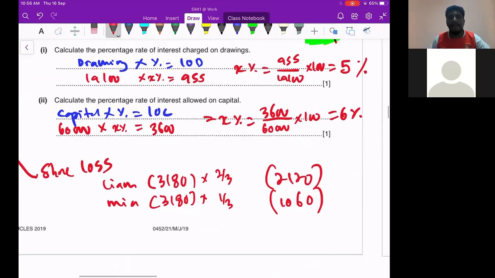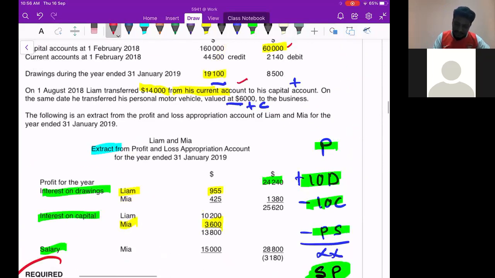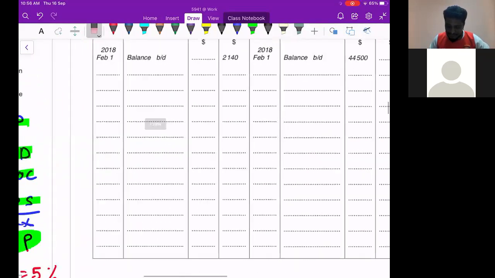Can or not? If you take Liam one, you need to plus this, you need to plus also this one, and then you need to adjust, then only you'll get the answer. Okay, that's it for question number A. We'll do question number B.